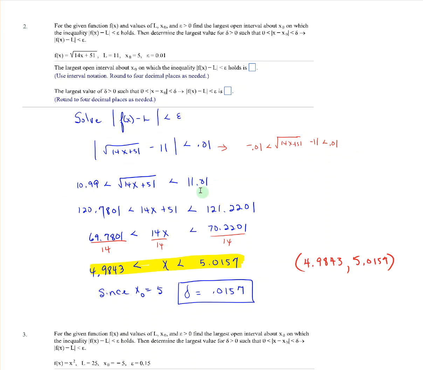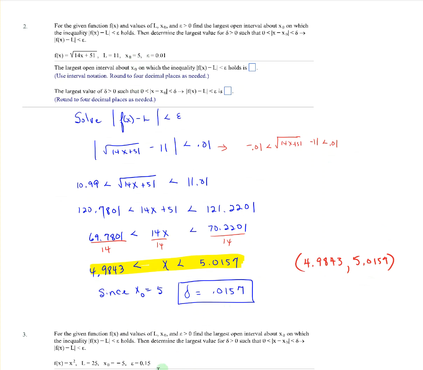Then we have to square all the parts to get this out of the radical. So we square this, this, and this, and we're left with this statement. Then we have to subtract the 51 from all three sides. That leaves me this statement. We have to divide by 14 all three places, and then we get this, which is our interval, 4.9843, 5.0157. Since we're centered on x sub 0 is 5, the 0.0157 is our delta.